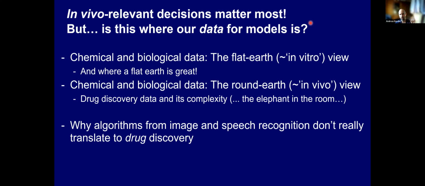We have the flat Earth in vitro view, where we believe the labels of our data, which are more or less in vitro data. And we have the round Earth view, the in vivo view on data. In my opinion, that's the elephant in the room that's often forgotten when it comes to AI and drug discovery. Quite often it is not discussed sufficiently, but that's what I would like to do here. I will outline why algorithms from image and speech recognition often don't translate to drug discovery. There's a big difference between the areas.